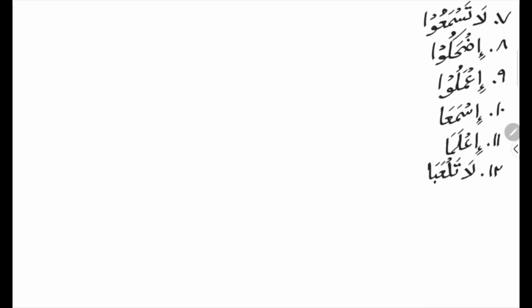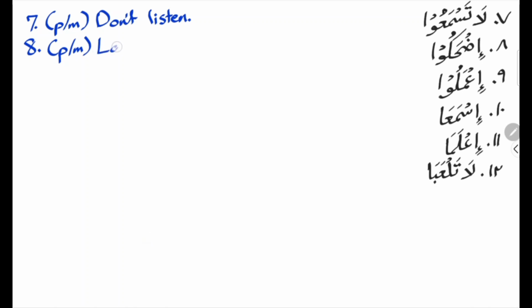Number 7 is la tasma'u. Now la tasma'u is from the root word sami'a, which means to hear, to listen. La tasma'u is on the wazn of la taf'alu, which is plural masculine. Don't listen. Number 8, idhaku. That comes from the root word dhahika, which means to laugh. Idhaku is on the wazn of if'alu, which is again plural masculine, except that it's amr. Idhaku, laugh.